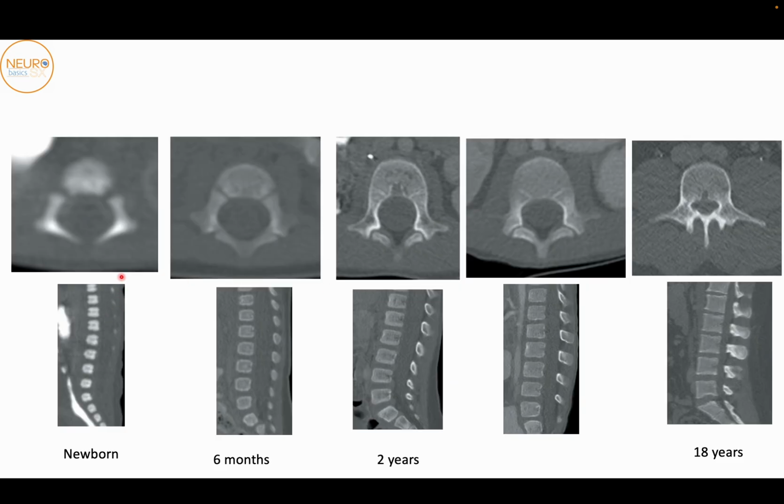So as we can see over here, in a newborn, the neurocentral synchondrosis and the interneural synchondrosis, nothing is fused yet. By 6 months, the posterior synchondrosis has fused, but the neurocentral synchondrosis is still not fused. By 2 years, we know some fusion would have occurred. And we know it should definitely have fused by 10 years. So this is a picture at 10 years. And by 18 years, definitely all the centers should have fused.